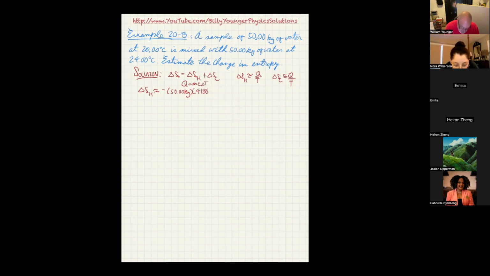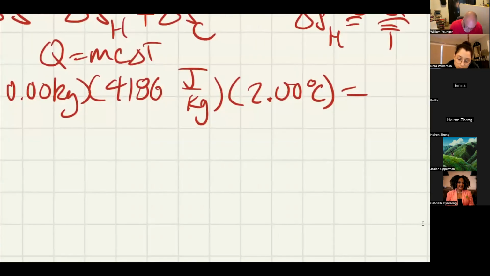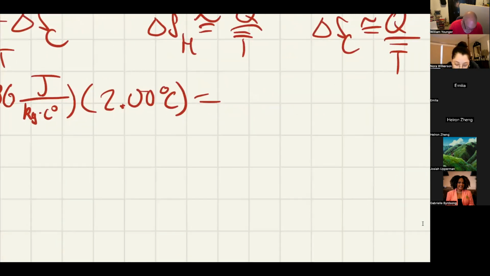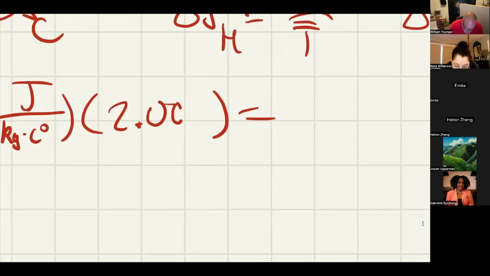4,186 joules per kilogram. And then, of course, you're multiplying that by delta T. And you know that, in fact, it's going to change by 2 degrees Celsius because one of them's at 24 and the other one's at 20, and the middle is going to be 22. So I'm going to say delta T is 2.00 degrees Celsius. So now I can go ahead and, oh, I left off a unit in this specific heat. I was thinking vaporization for a second. So there's your joule. This is kilogram Celsius degree. And this should technically be Celsius degrees as well.